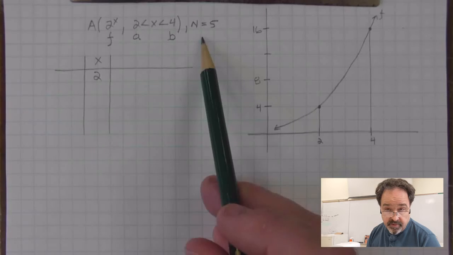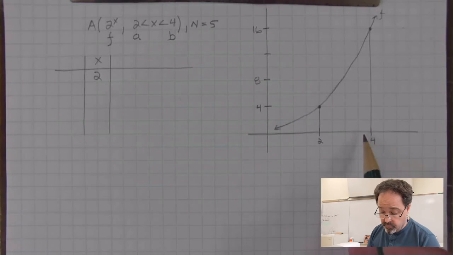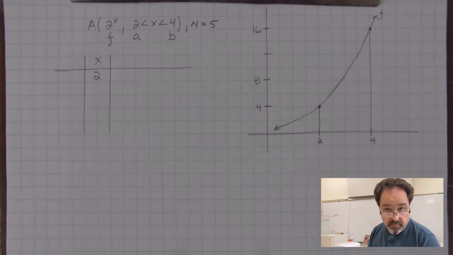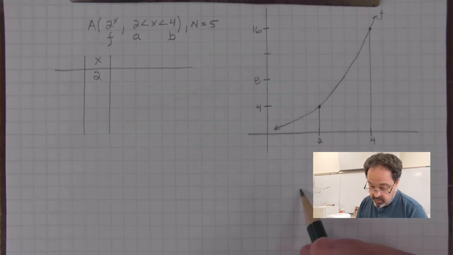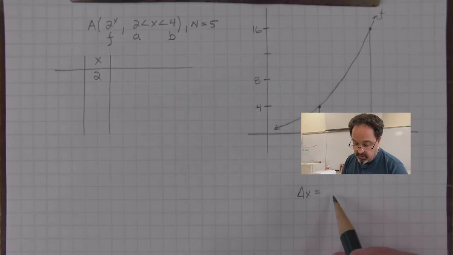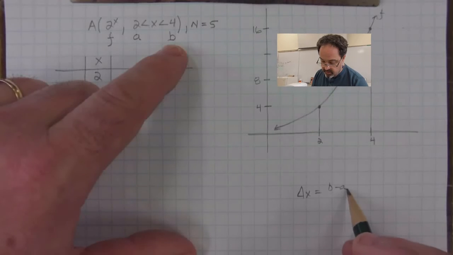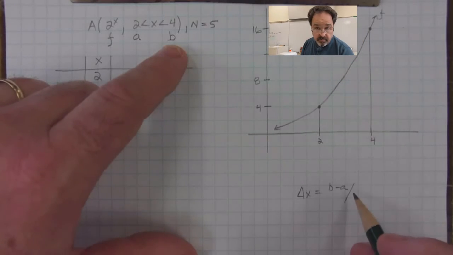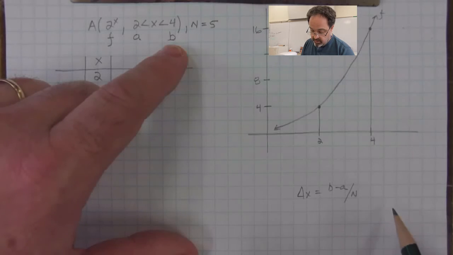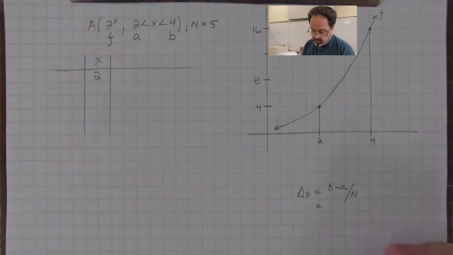If I'm going to use 5 rectangles, then I have to divide up my interval from 2 to 4 into 5 equal partitions. I can find the measure of each partition, and I call that delta x. In general, by calculating the width of the interval, or in general, b minus a, and then dividing by the number of rectangles that I wish to make, or n. Now in this problem, delta x is going to be equal to 4 minus 2 divided by 5, which is 2/5 or 0.4.